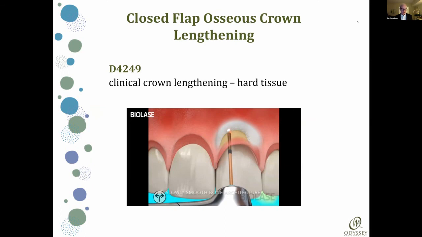And so I would highly recommend your 4249, including even with aesthetic crown lengthening, but especially that one tooth crown lengthening where it's really difficult trying to get biologic width. This is the code that I prefer. So for my non-clinical people out there, what this does is it actually removes some of that hard tissue, and it basically makes it so that we can fit a crown up there.